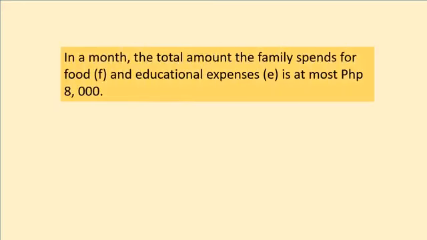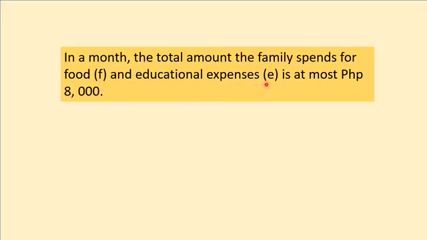Okay, our next example is: in a month, the total amount the family spends for food and educational expenses is at most 8,000. So again, let us remember the three steps. The first step is let us identify the variables. So the first variable here is food, represented by letter F. The second one is educational expenses, represented by letter E.